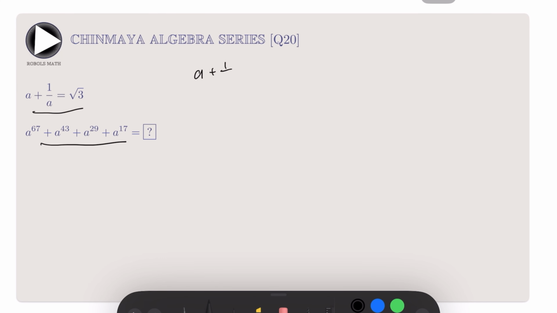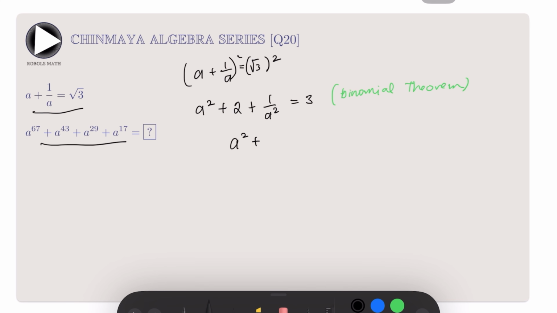Given that a plus 1 over a equals square root of 3, we square both sides to get a squared plus 2 plus 1 over a squared is equal to 3. Note that we use here the binomial theorem for the left side. By putting the 2 on the right side, we can write this equation as a squared plus 1 over a squared is equal to 3 minus 2, or 1.